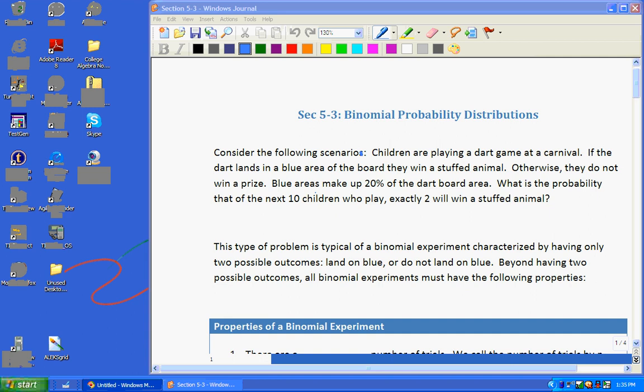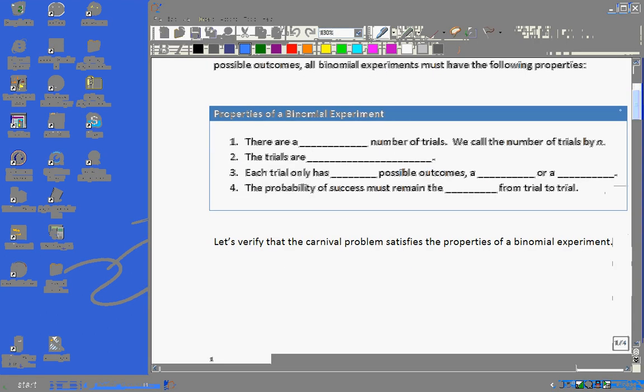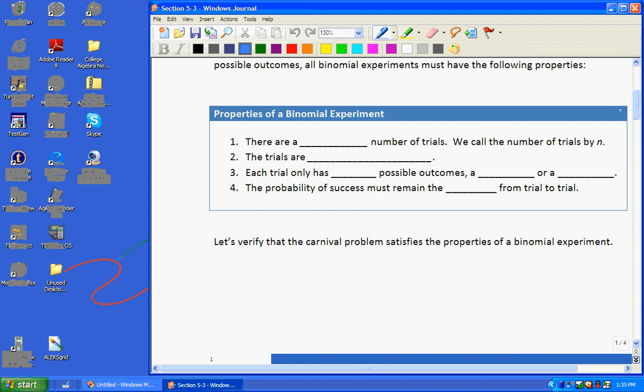This type of problem is typical of a binomial experiment characterized by having only 2 possible outcomes: land on blue or do not land on blue. Beyond having 2 possible outcomes, all binomial experiments must have the following properties. Now, this is very important when determining if an experiment is a binomial experiment. All 4 of these properties have to be met, not just 2 of them or 3 of them, but all 4. And here they are.